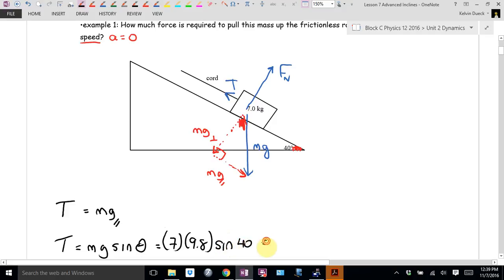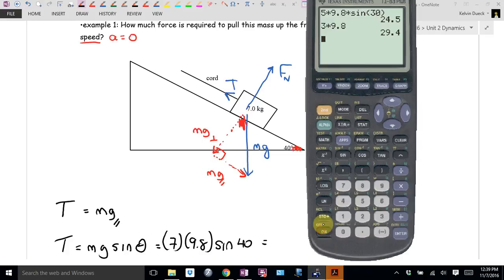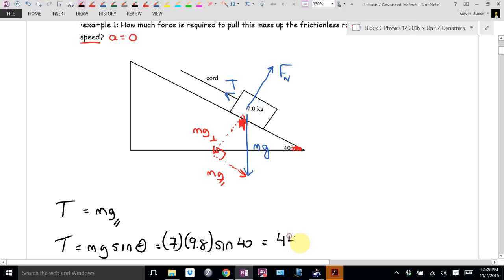Sine 40 degrees. Mr. Duke, I thought tension canceled. Tension only cancels when you're looking at more than one mass and writing an equation for more than one mass. Here, for a single mass, tension does not cancel. It's going to be 7 times 9.8 times sine 40. 44.1? 44.1 what? Because it's a force.